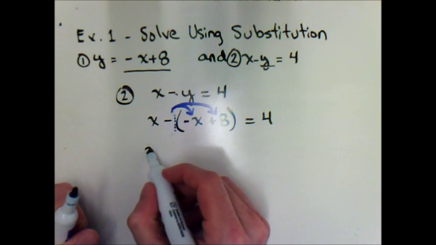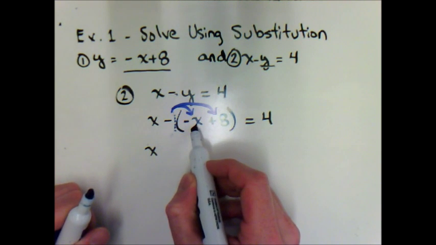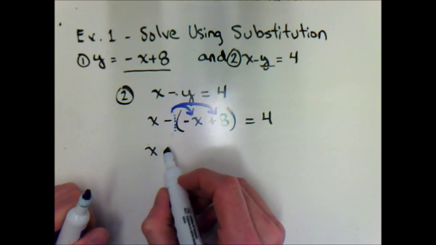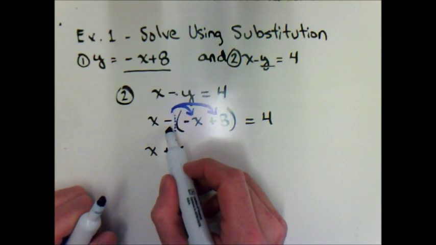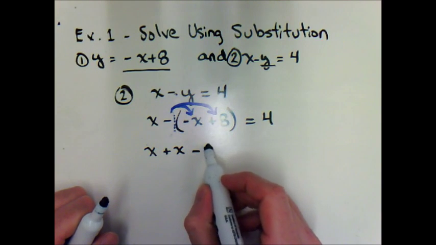Okay, so I have x here still, but now I have negative 1 times negative x. Negative times a negative is a positive. 1 times x is just x. So we have positive x. And I have negative 1 times 8. That's negative 8.